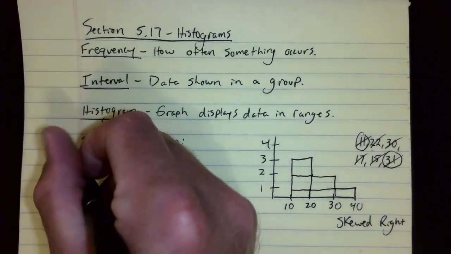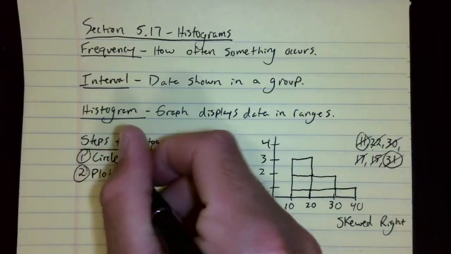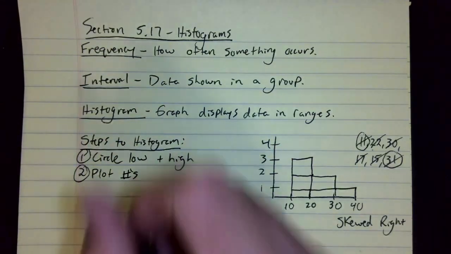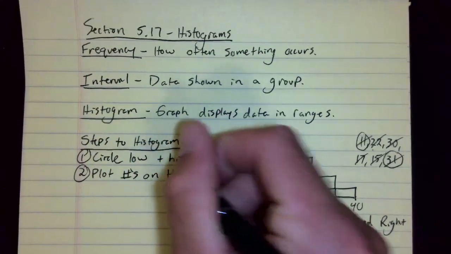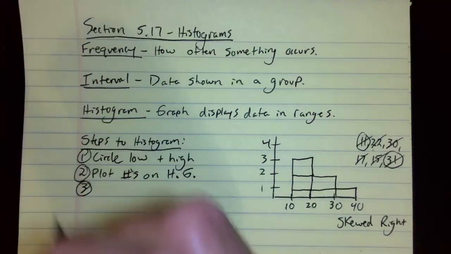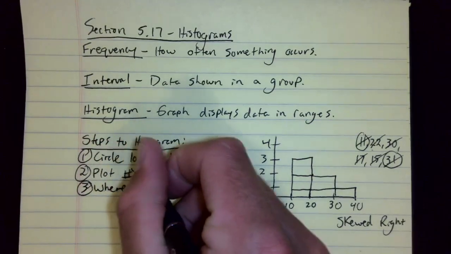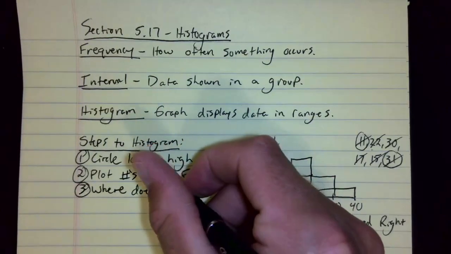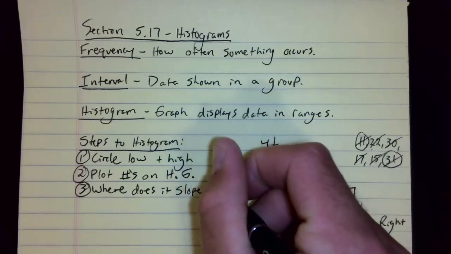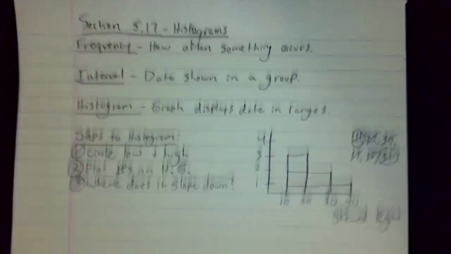So step 2 would just be to plot your numbers on your histogram. And step number 3 is just to ask yourself, where does it slope down? That means, where will it skew? This one slopes down to the right, so it skews to the right. That's it. Let's see what this looks like.